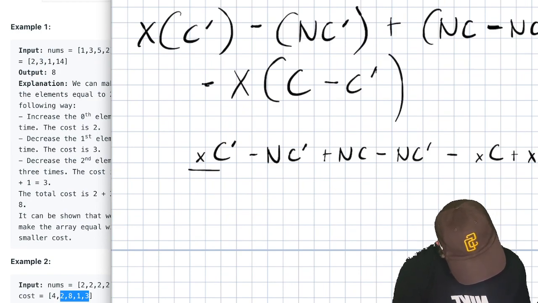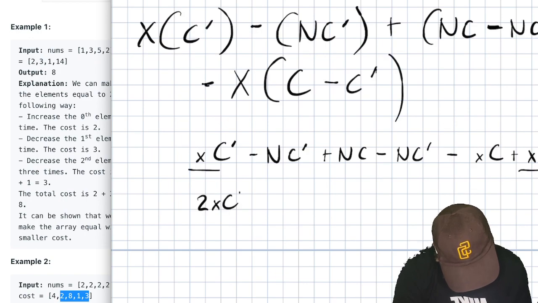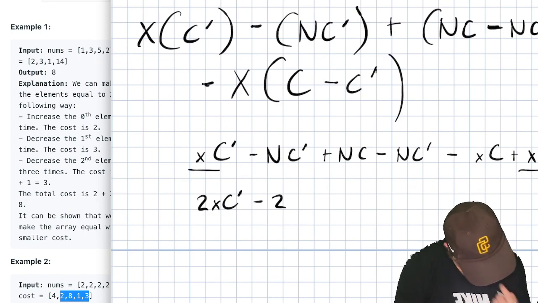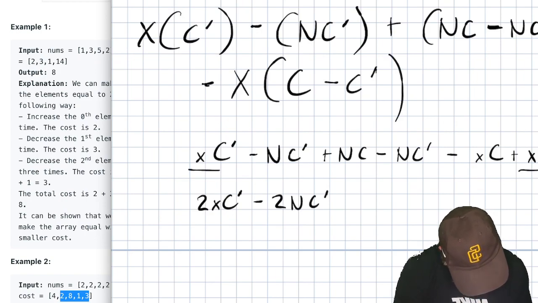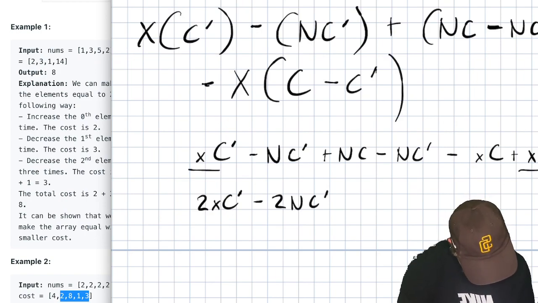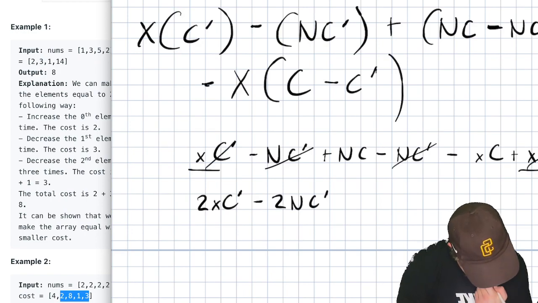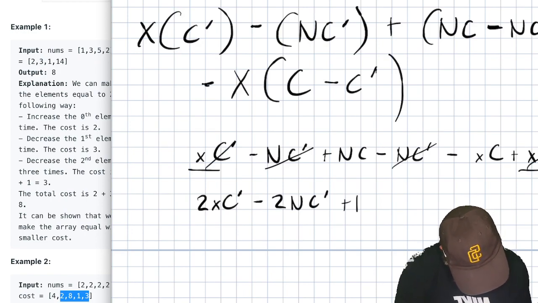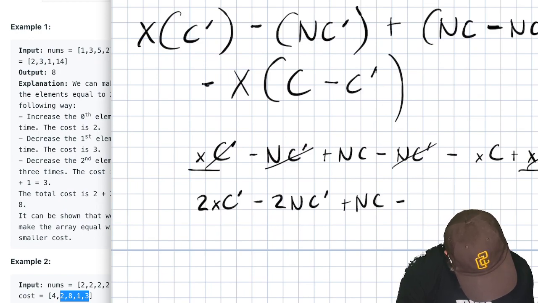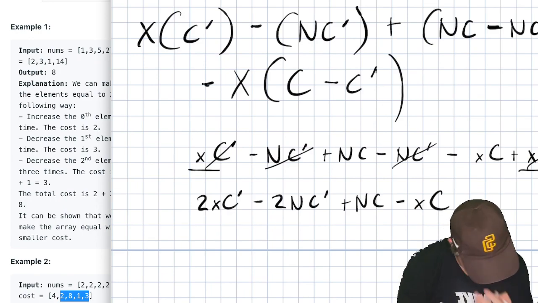So notice, we have two xc prime terms here. So we have 2xc prime minus 2nc prime. Right, so that's nc prime, xc, xc, plus nc minus xc.